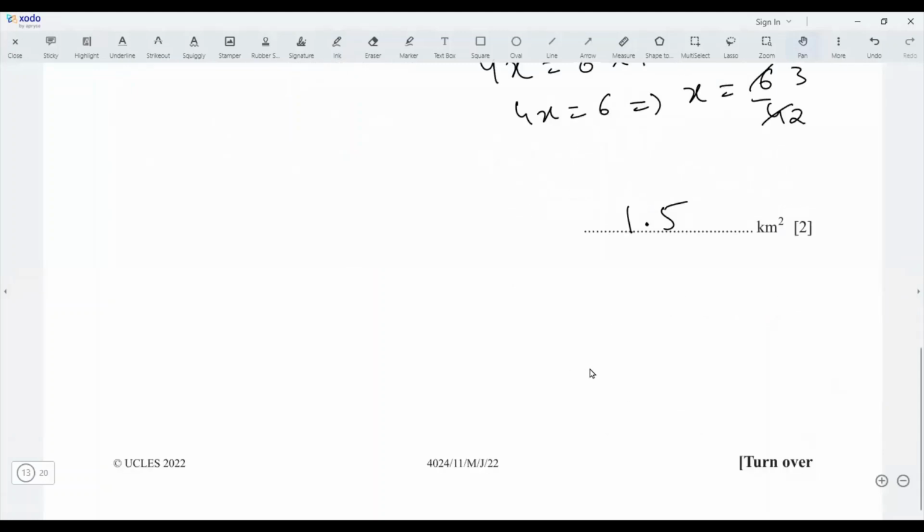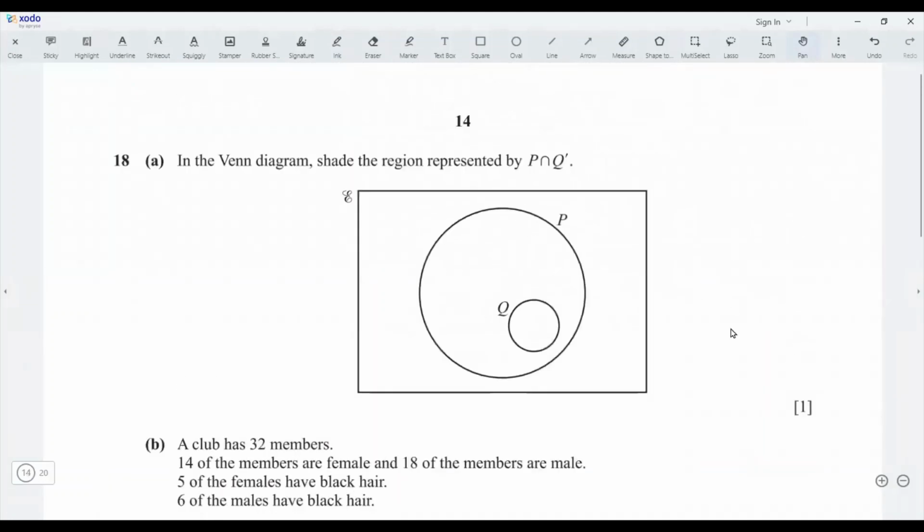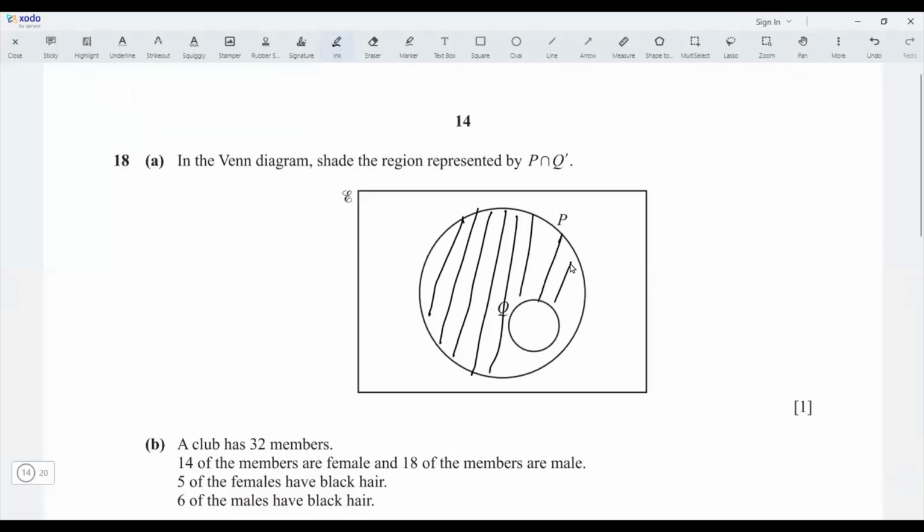Moving ahead to the next question. Question number 18, we have to represent the first part as a shaded region, P intersection Q complement. Q complement means the region except Q, other than Q, the region outside Q. And the intersection with P must be the region which lies in P but is not part of Q. So we can shade this specific region for P, it will be our answer.